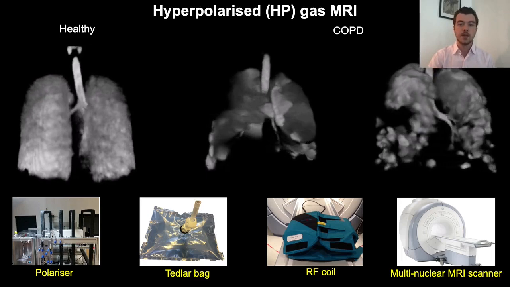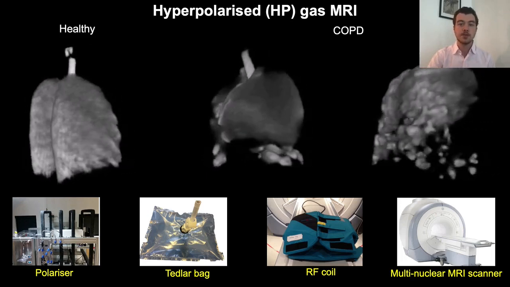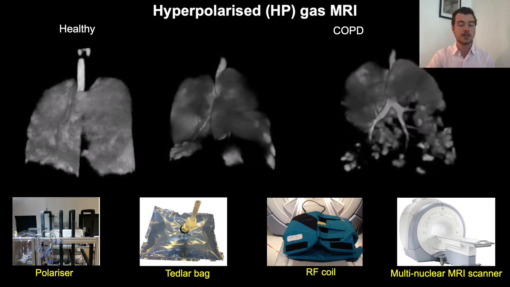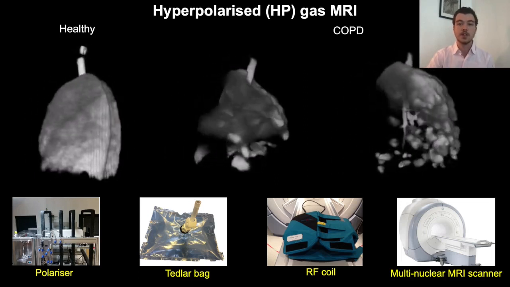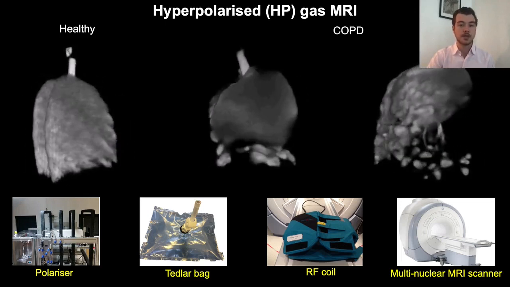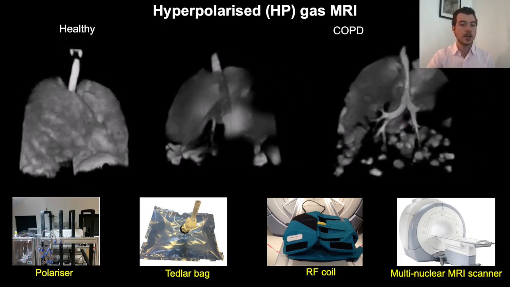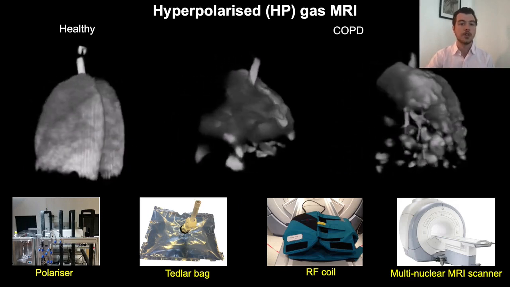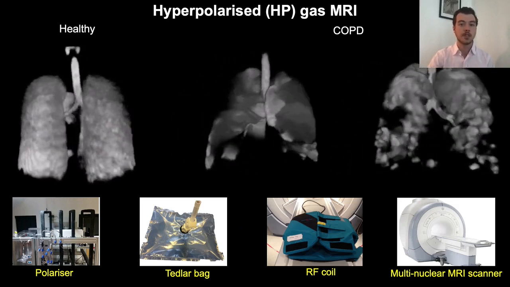However, to generate these images we require a specialized laser polarizer to boost the MR spin magnetization of a noble gas, which acts as a contrast agent. The polarized gas is then transferred to a Tedlar bag for the patient to inhale while wearing a custom-built radiofrequency coil before being imaged in a multinuclear MRI scanner.